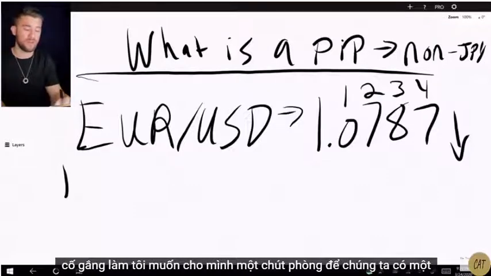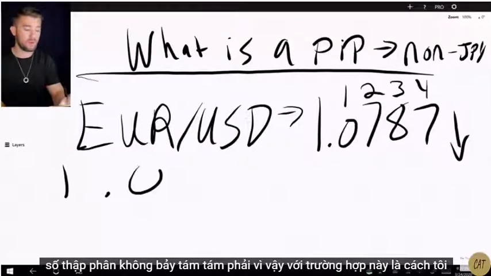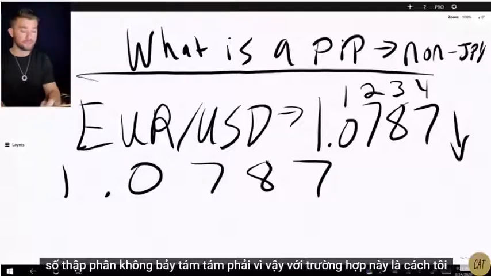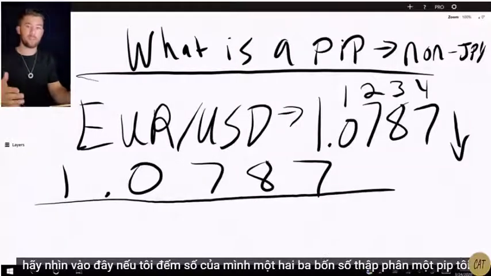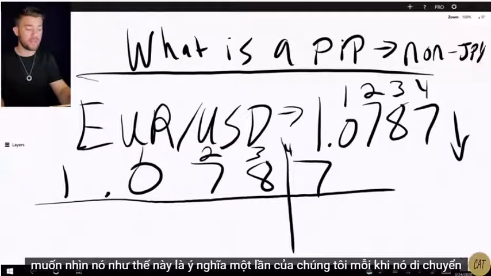So we have 1 decimal, 0, 7, 8, 7, right? So with this being the case, the way I look at this, if I count my numbers, 1, 2, 3, 4th decimal place is a pip, I like to look at it like this.